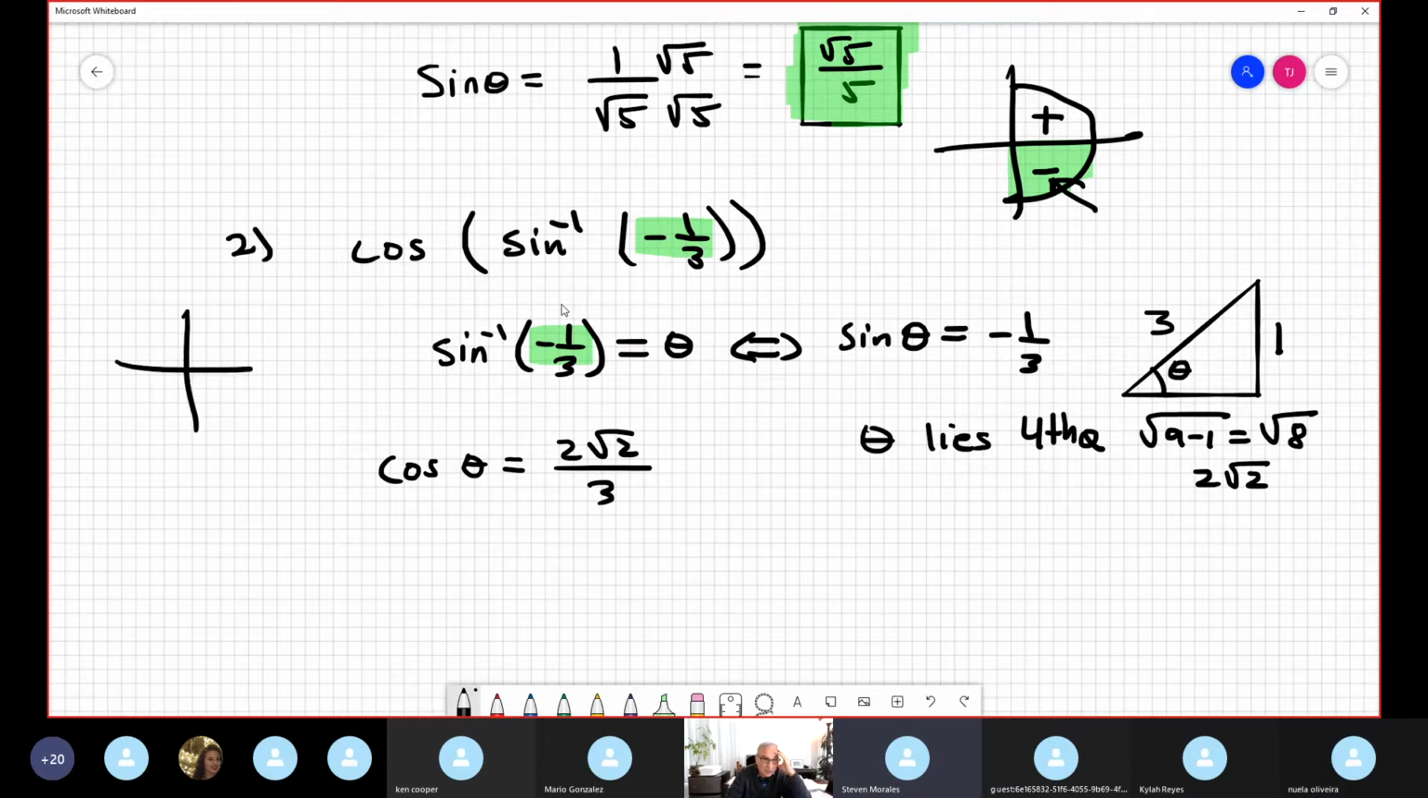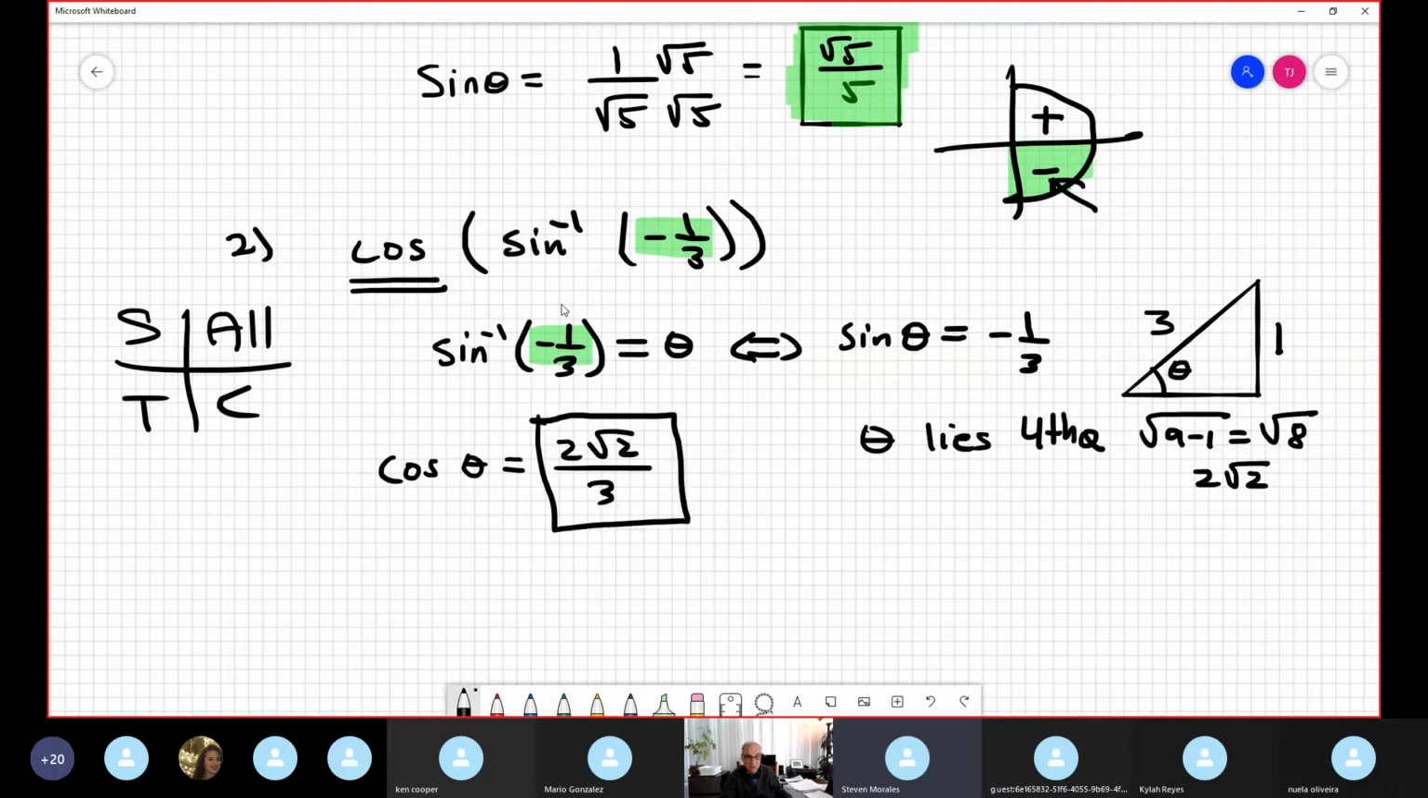All students take calculus. All students take calculus. And this indicates it's cosine positive. Yes or no? Professor, you said sine or cosine? Cosine. Sorry. Okay. What is the final answer, Noela? It's positive, because cosine in the fourth quadrant is positive.